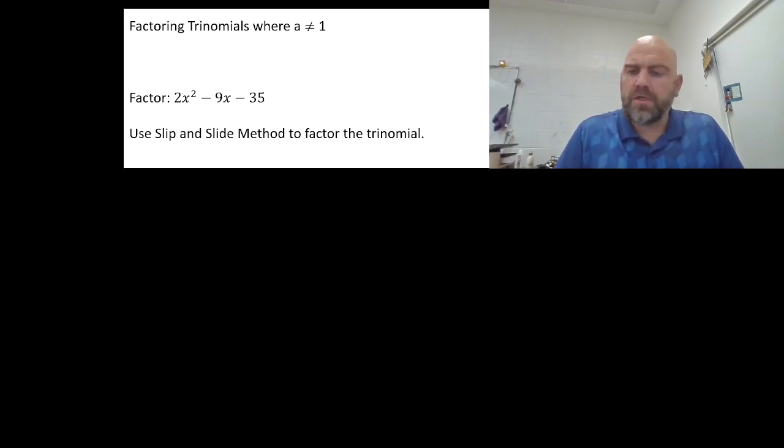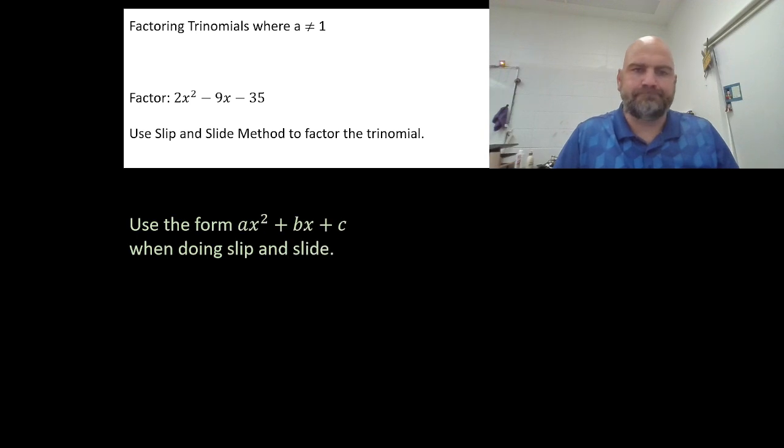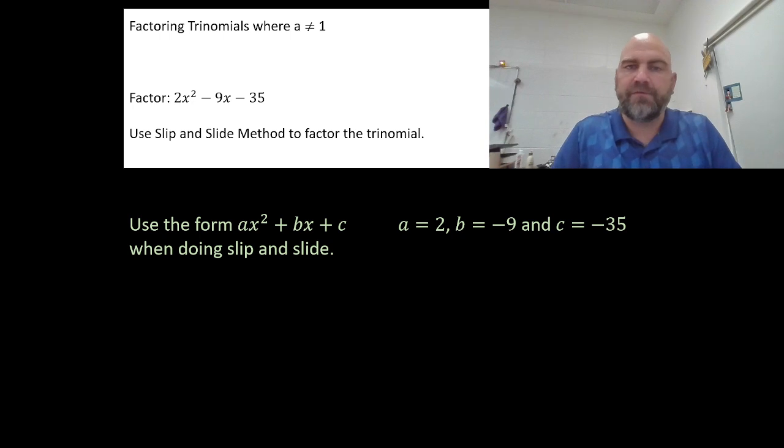Now, we're going to use the form ax squared plus bx plus c when we're doing slip and slide. I use it for all of the trinomials that I factor. Really, it's just knowing what our a, our b, and our c value is in the trinomial, because we're going to use those numbers in order to solve and come up with a solution. In this case, our a is 2, our b is -9, and our c is -35. So these are the three numbers that we're going to use.